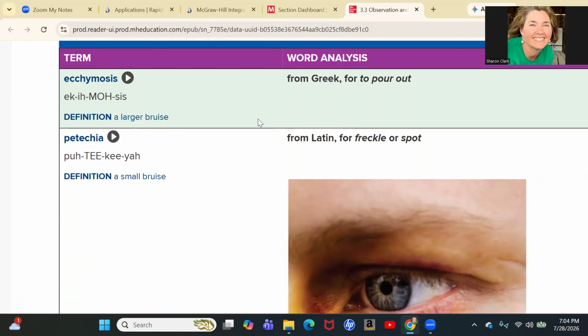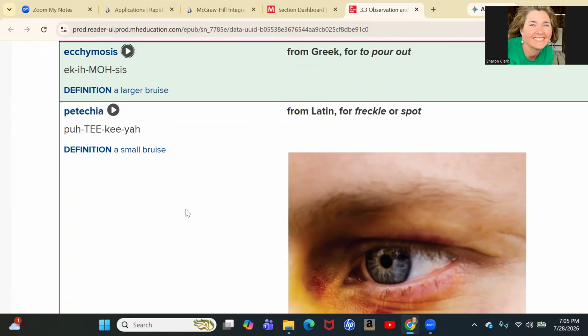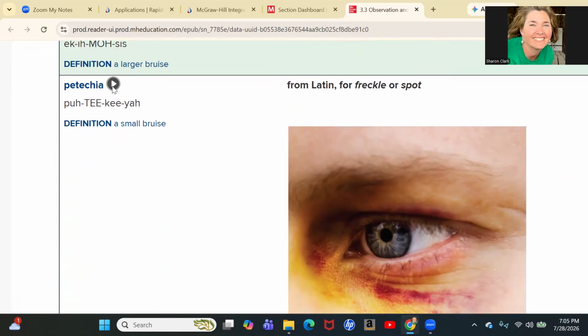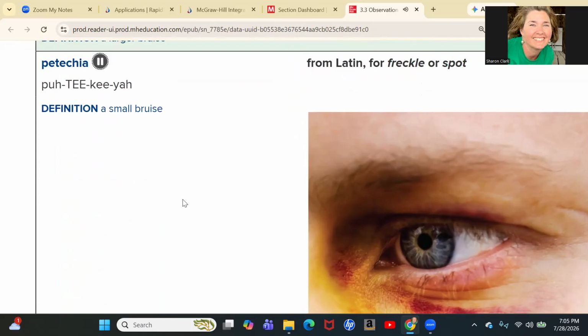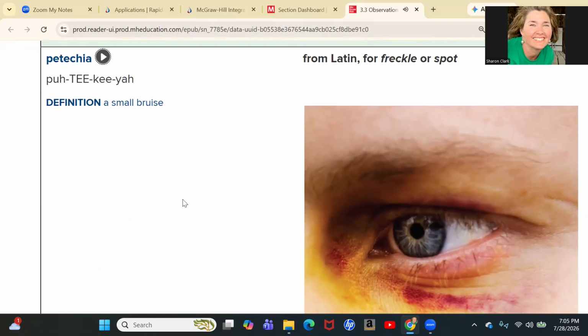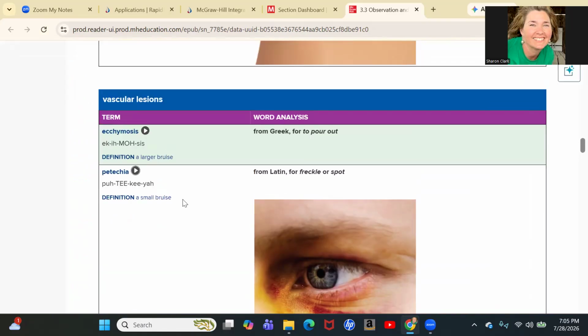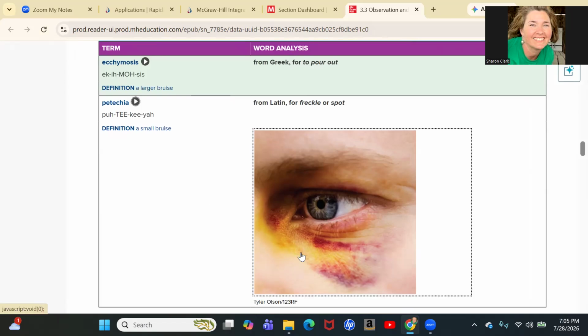Ecchymosis is the term for a large bruise, ecchymosis or ecchymoses. And then petechia, petechiae. These are small bruises, and I wish I could show you a picture of these. This is more of an ecchymosis, a large bruise.